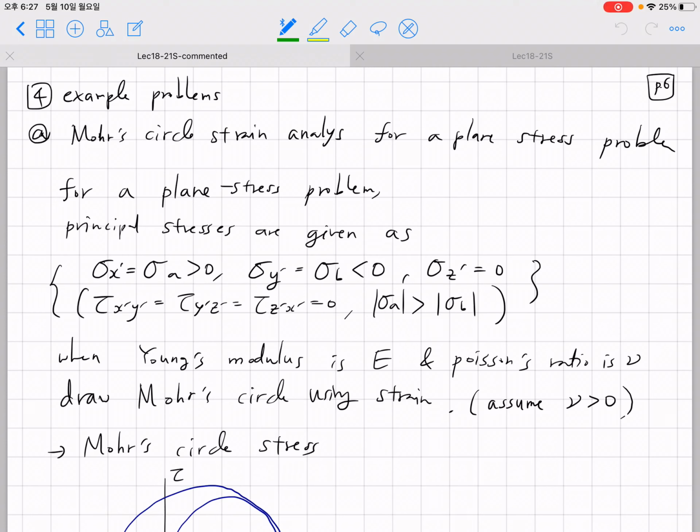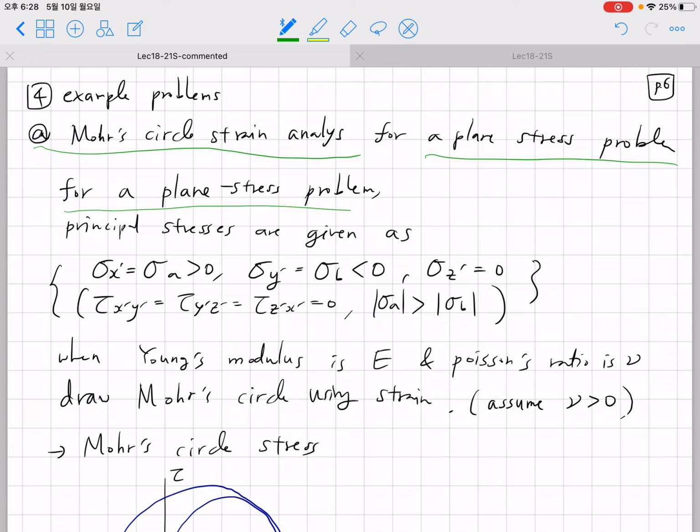Now, based on the lectures related to stress transformation and strain transformation, let's solve some example problems. So the first problem is related to Mohr circle strain analysis for a plane stress problem. The details are as follows.